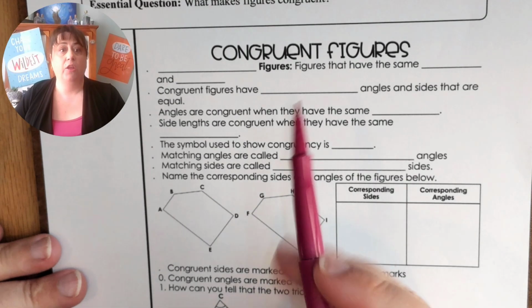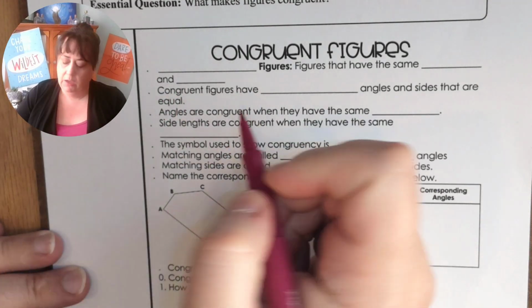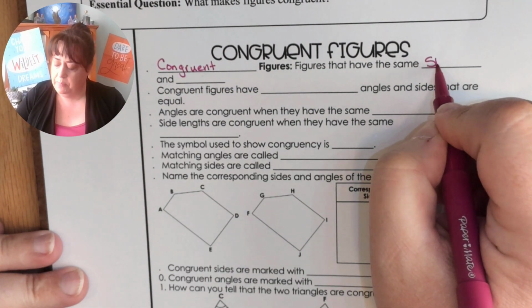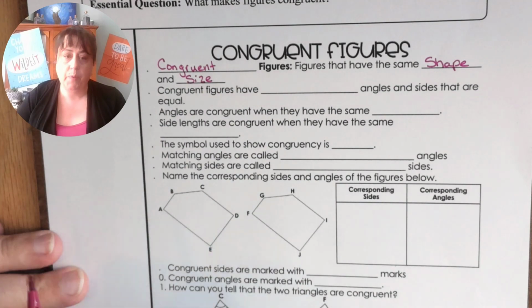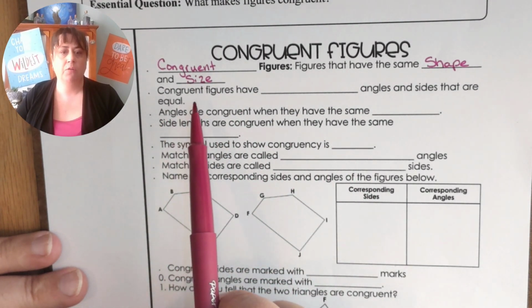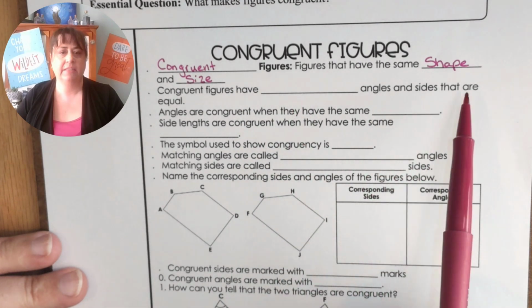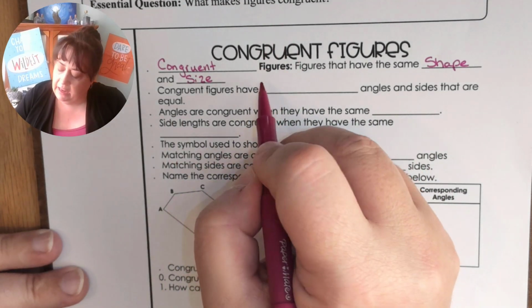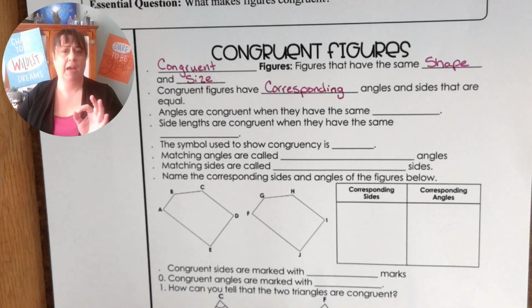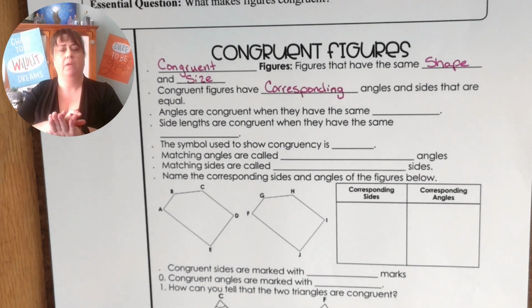We're going to begin by looking at some definitions. So congruent figures are figures that have the same shape and size. Both things need to be true in order for a shape to be congruent. Congruent figures have blank angles and sides that are equal and corresponding. Corresponding means that they match up. So if I was to overlay them, they would be in the exact same place.